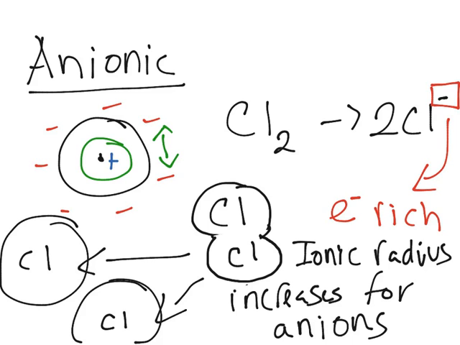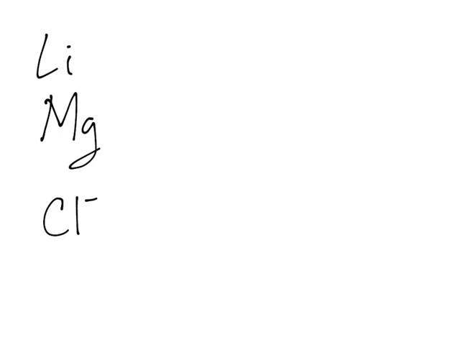So now let's apply it for different ions. I'll have to draw, and I'll probably be told that I don't know how to draw, because that is true, but I'll try my best. So let's say we have lithium, magnesium, chlorine, and sulfur. This is plus.